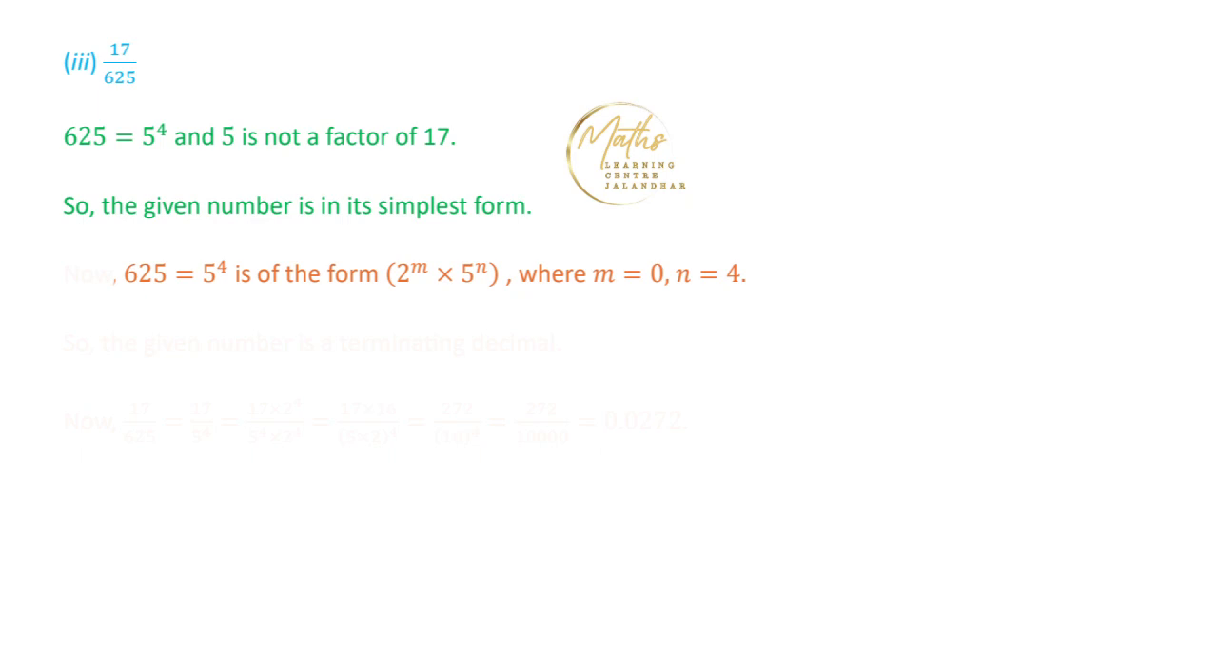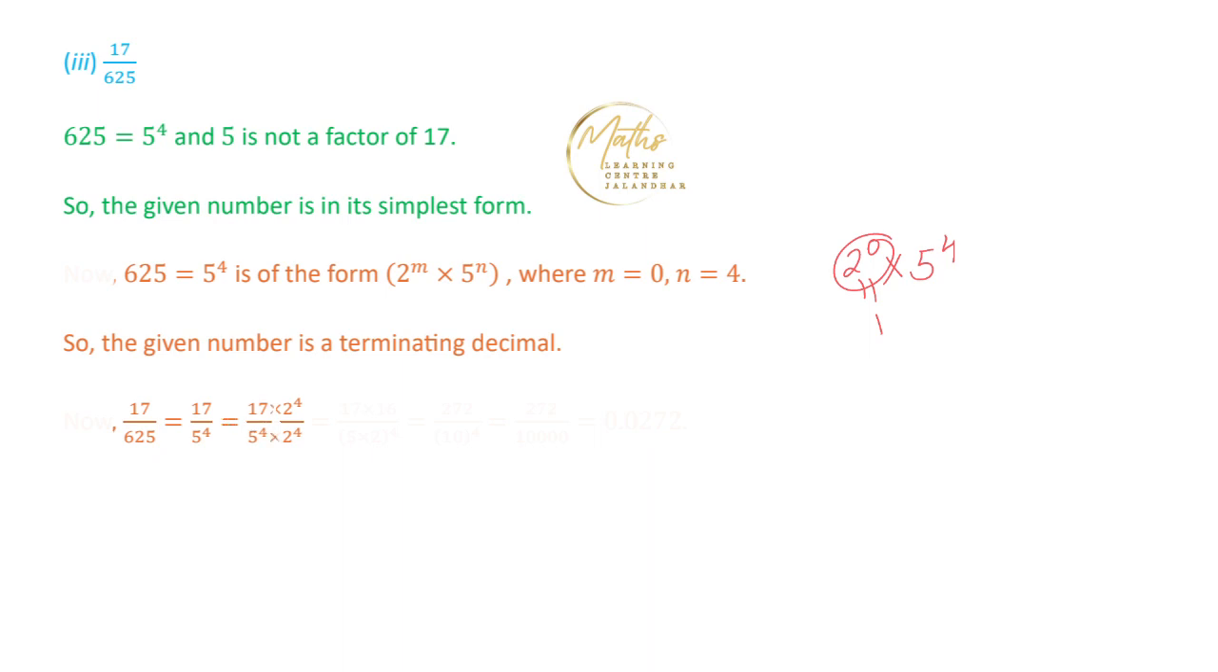So we can write this number in the form 2 raised to the power 0 into 5 raised to the power 4. 2 raised to the power 0 is equal to 1. So the given number will have a terminating decimal representation, and to find that representation, we write 17 by 5 raised to the power 4 and multiply the numerator and denominator by 2 raised to the power 4.